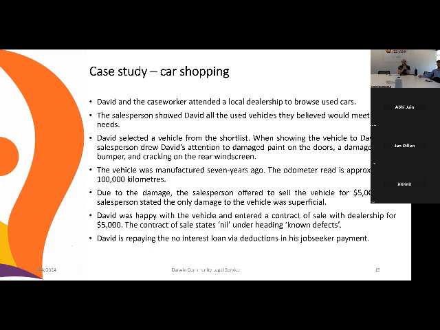David is happy with the vehicle and he enters into the contract of sale with the dealership for $5,000. The contract of sale states nil under the heading known defects. And David is repaying the loan via deductions in his job seeker payment.